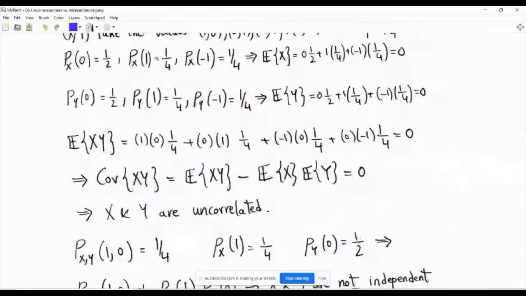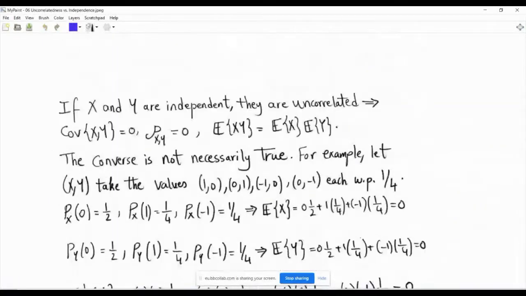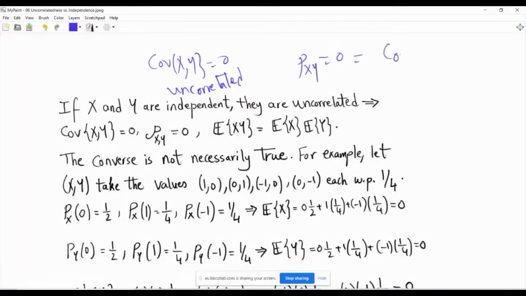So I said that basically if the two random variables are independent, then they are uncorrelated, okay? And uncorrelated means that the covariance of x and y is equal to 0. And automatically, if the covariance of x and y is equal to 0, then the correlation coefficient is also equal to 0, because the correlation coefficient is nothing but the covariance divided by the square root of the variance of x and the square root of the variance of y, okay?